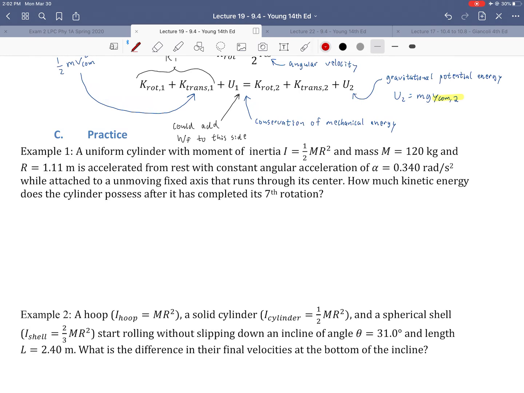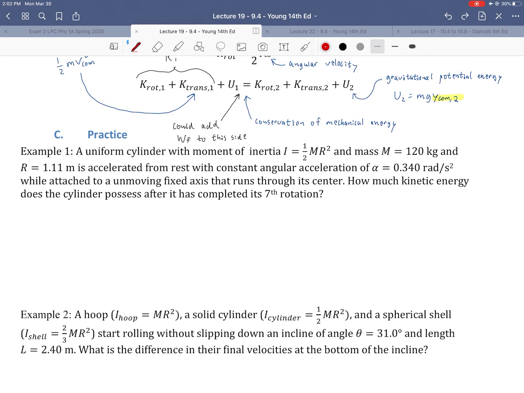Here we have a purely rotational system. A uniform cylinder with moment of inertia I equals 1/2 mr squared. What's that? That's weird, right? Well, that's just the formula for the moment of inertia of a cylinder. More on this later. For now, just take it at face value. That's a formula. We're going to use it. We're going to use a given mass for our cylinder, and a given radius. It's large, about 6 feet across.